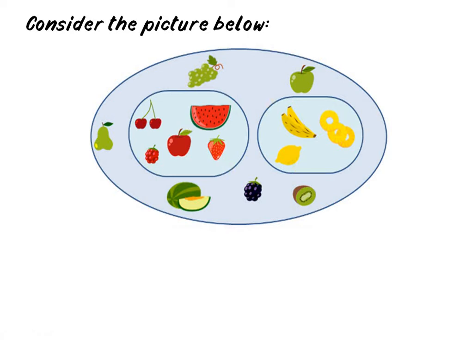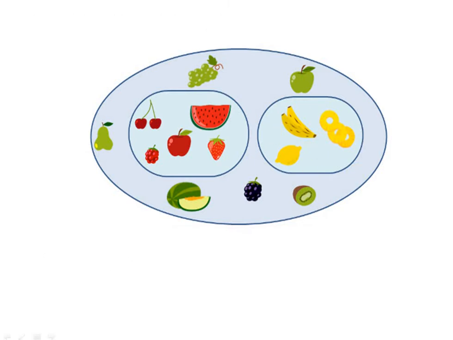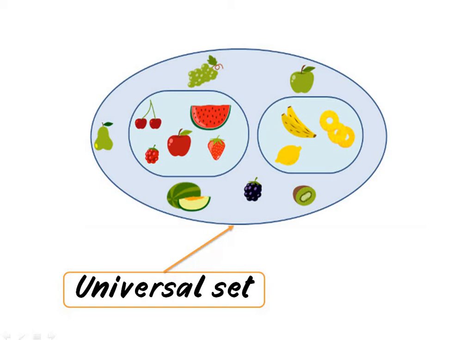Based on the picture, how many sets do we have? And describe each set. That's right. There are 3 sets on the picture. The first one is the set of all fruits inside the biggest circle, followed by the set of red fruits inside another circle, and last is the yellow fruits inside another circle. The set of fruits inside the biggest circle is called the universal set, while the 2 circles inside the biggest circle are called subsets.